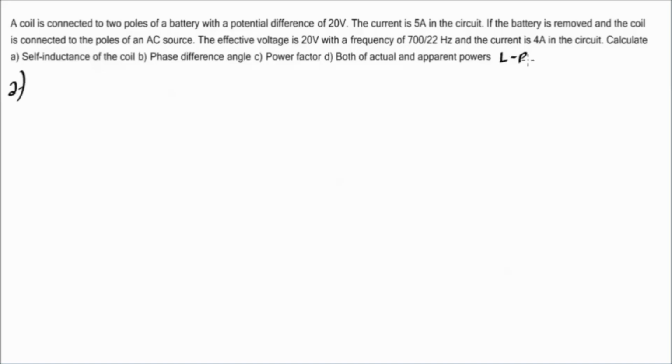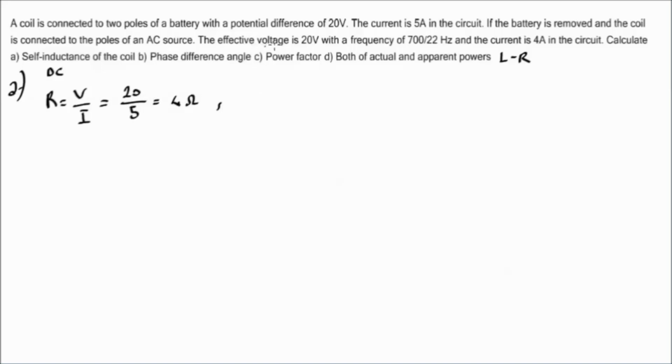L, R circuit, there is resistance and the inductor in this circuit. How can we understand there is resistance? Because potential difference of the DC is given and current of DC is given, it means we can calculate resistance of the resistor. So R equals V over I, and we have to use for this one DC properties, potential difference 20 and the current in the circuit 5 ampere, so it's going to be 4 ohm.